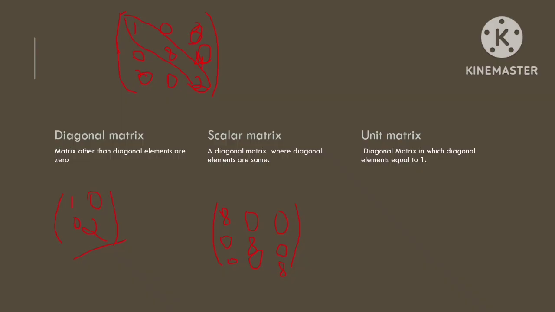Now, what is the meaning of unit matrix? Unit matrix is nothing but a square matrix. It is also a diagonal matrix. It is also a scalar matrix. Here, diagonal elements should be equal to 1. This is known as a unit matrix. See here. Clear? Okay.